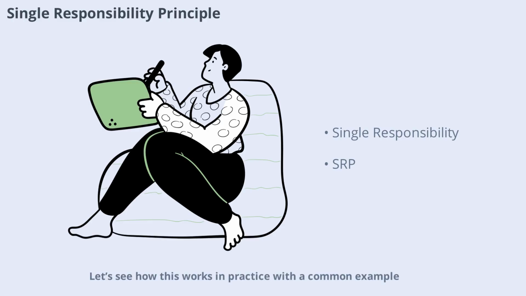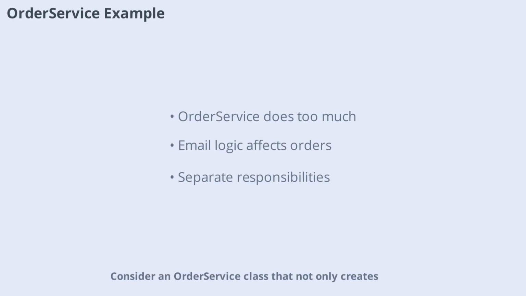Let's see how this works in practice with a common example. Consider an OrderService class that not only creates orders, but also sends emails and generates reports. If a developer modifies the email logic and accidentally breaks order creation, it's because these responsibilities are coupled together. This makes the code fragile and difficult to manage. By separating these concerns into different classes, each with its own responsibility, we reduce the risk of unintended side effects.